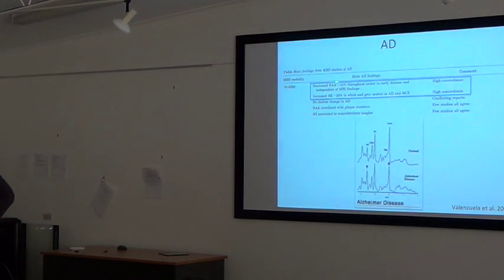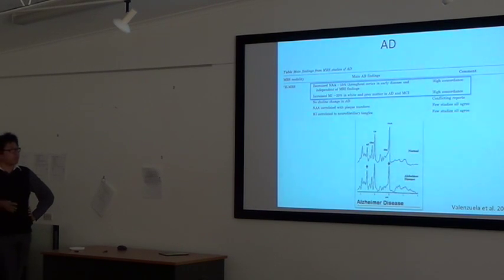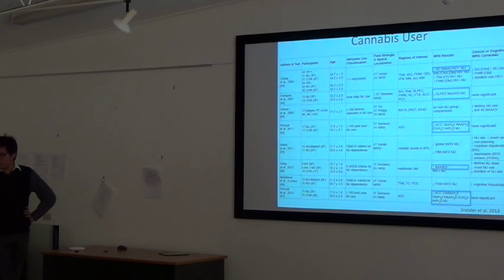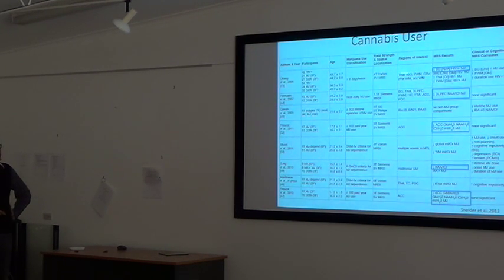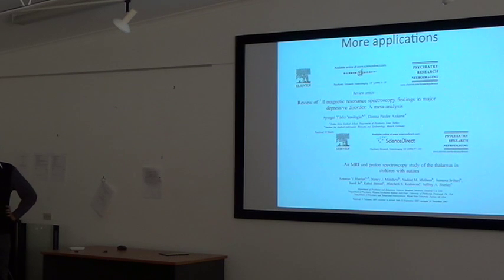For Alzheimer's disease, we also find a decrease of NAA in multiple regions, and importantly for Alzheimer's, you also find an increase of MI. So usually NAA and MI are biomarkers for Alzheimer's disease in terms of MR spectroscopy. For cannabis users, we also find a global decrease of NAA in multiple regions. And MR spectroscopy can also be used in studies of depression or other diseases like autism.